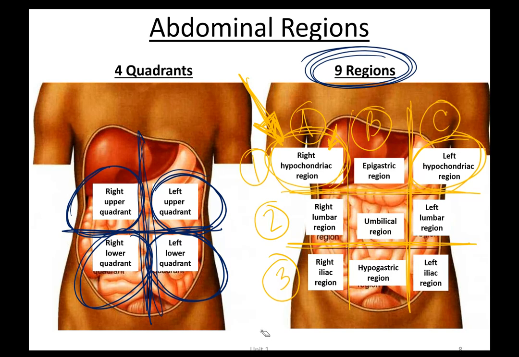Now, B1, this little dude right here, the epigastric region. Epi means above. In anatomy and physiology, gastro means stomach. So if you look here, see that organ right there? That's the stomach. So that area is right above the stomach. So they call it the epigastric region.